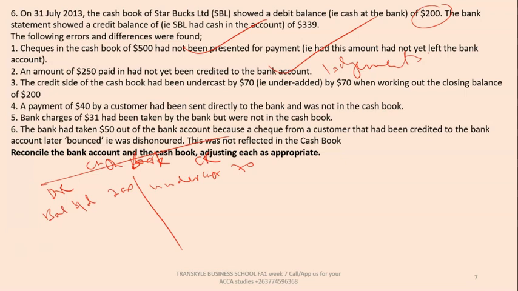Then a payment of $40 by a customer had been sent directly to the bank and was not in the cash book. So the payment by the customer is a receipt of how much? $40. Then the bank charges of $31 had been taken by the bank but were not in the cash book. So you just have to update the cash book. Bank charges.